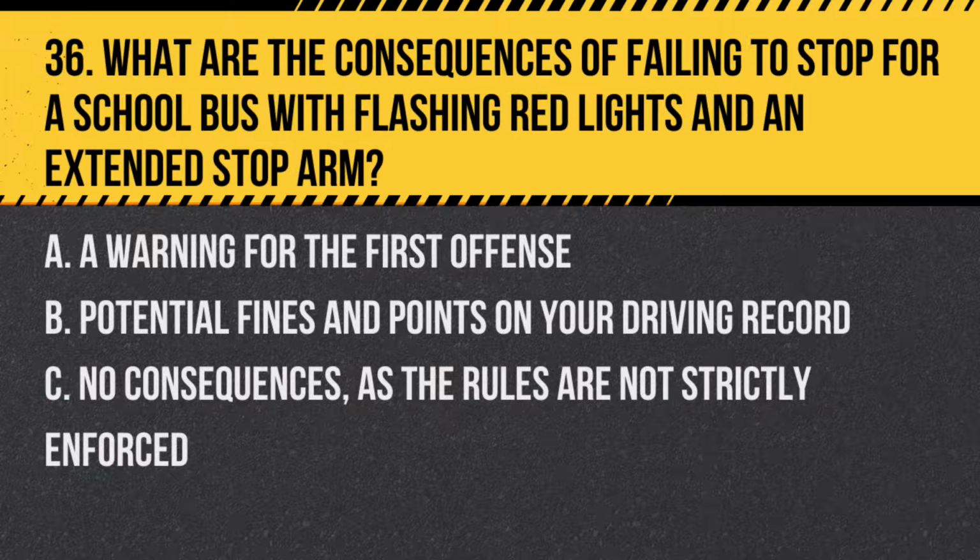Question 36. What are the consequences of failing to stop for a school bus with flashing red lights and an extended stop arm? A. A warning for the first offense. B. Potential fines and points on your driving record. C. No consequences, as the rules are not strictly enforced.